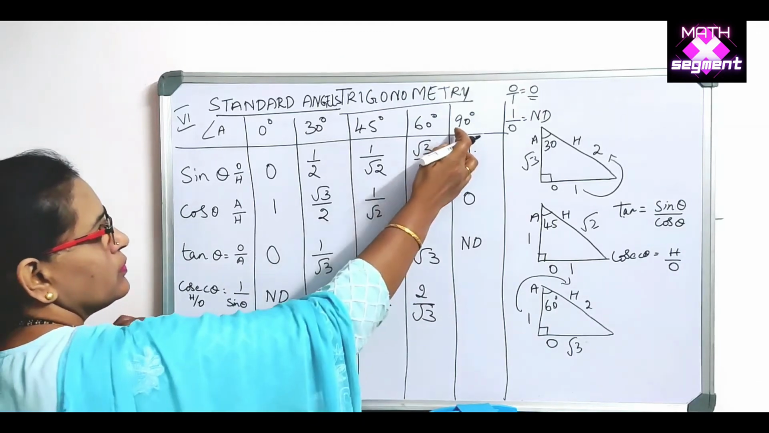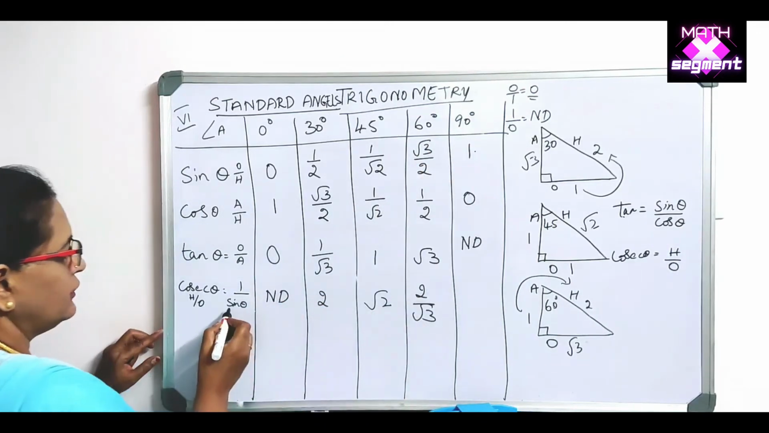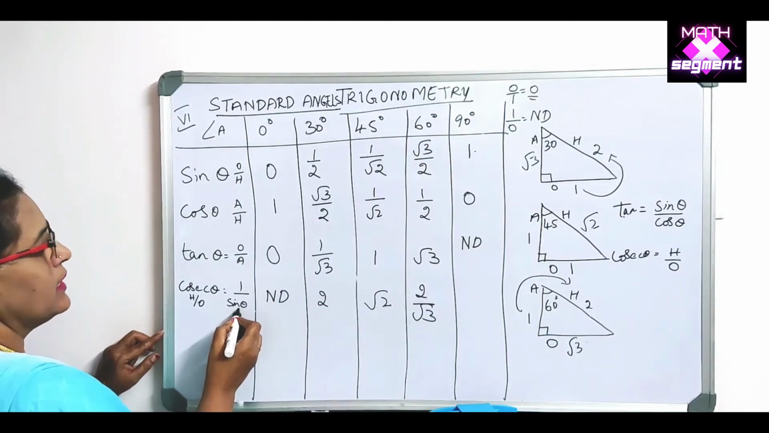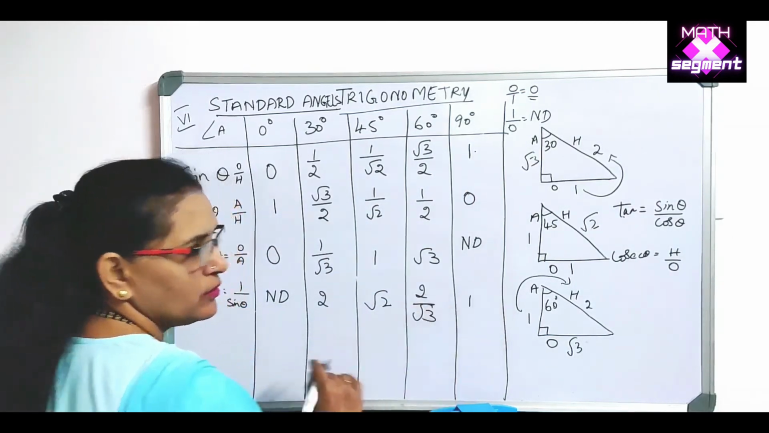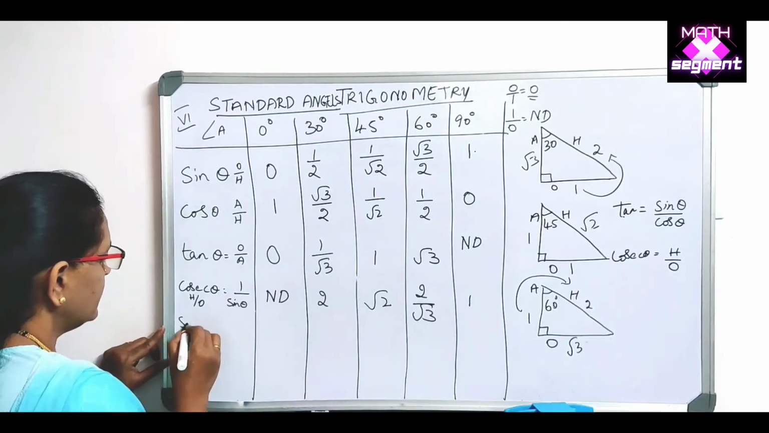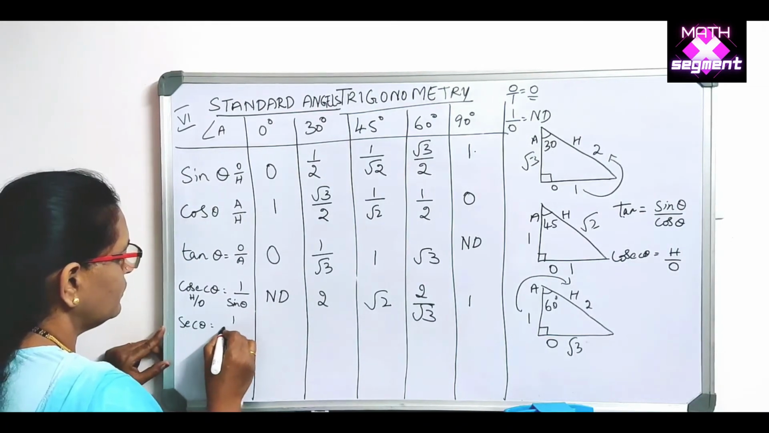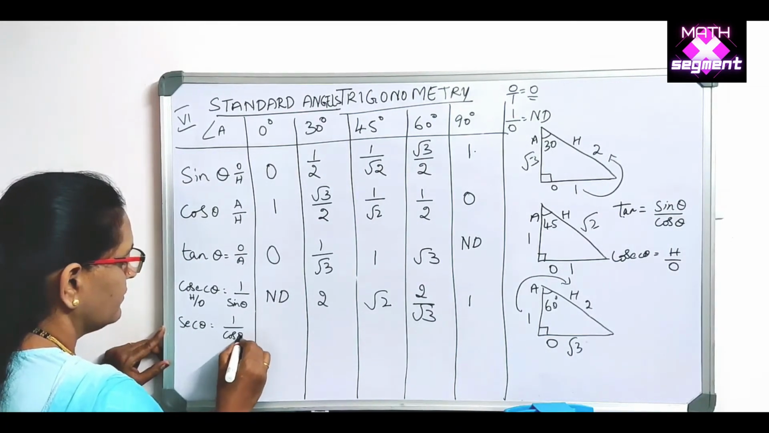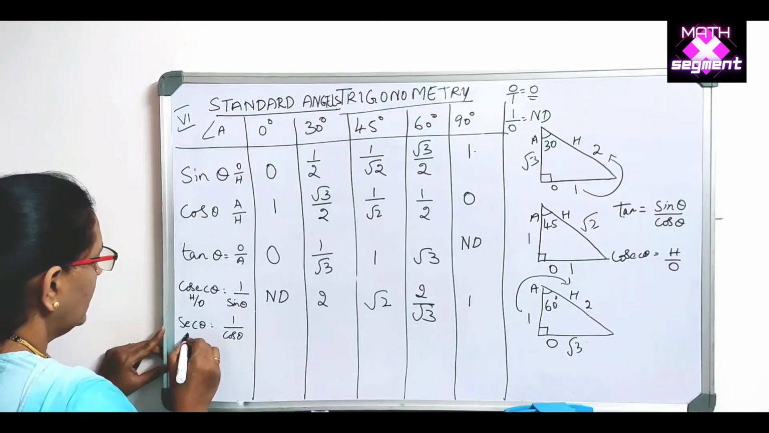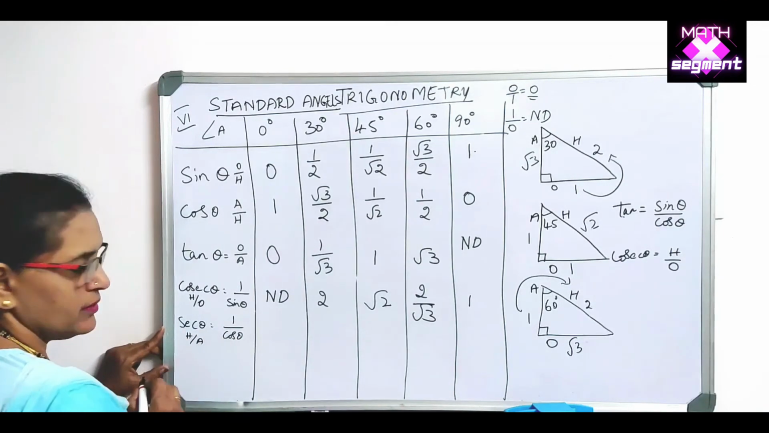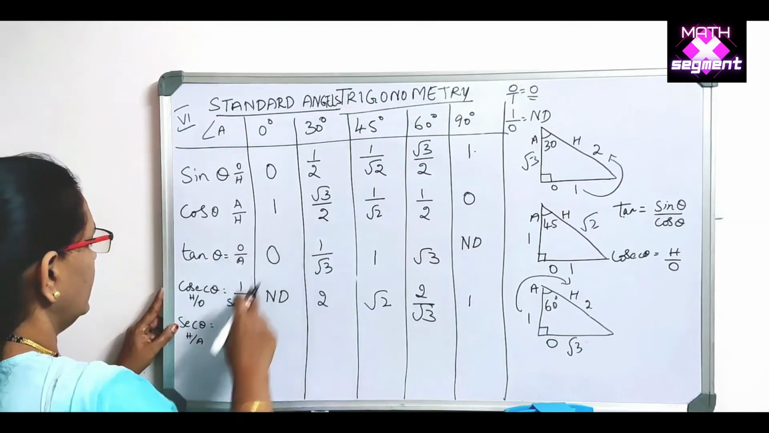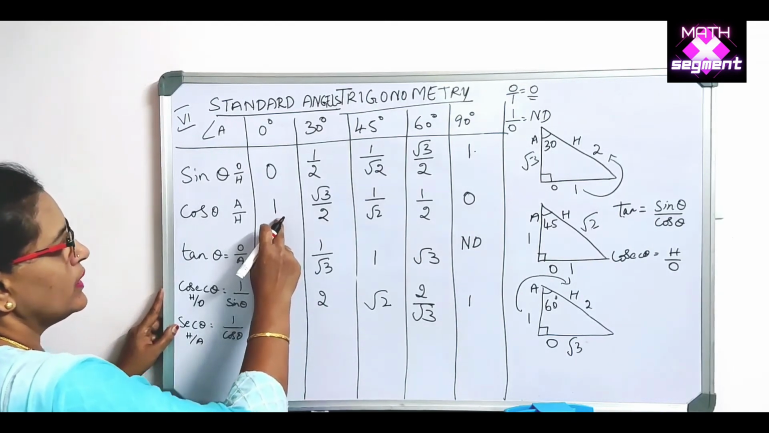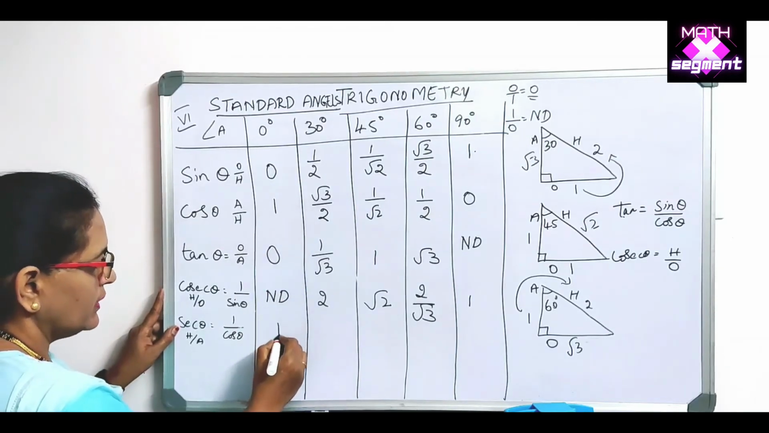And now coming to cosecant 90. Cosecant 90 you can use 1 divided by sine theta. So 1 divided by sine is, that is 1. 1 divided by 1 is 1 only. Next comes secant theta. Secant theta is nothing but 1 divided by cos theta. And you can also write hypotenuse divided by adjacent. So 1 divided by cos theta. 1 divided by cos theta is 1. 1 divided by 1 is 1 only.